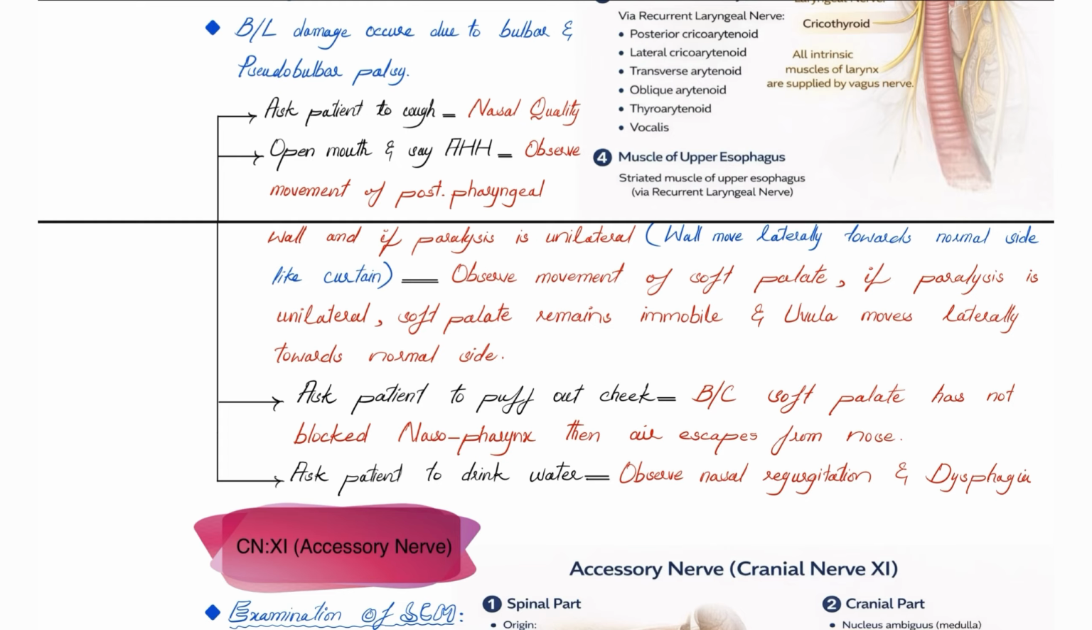Ask the patient to puff out the cheeks. If there is paralysis of the soft palate, then air escapes from the nose, and then ask the patient to drink water and observe nasal regurgitation or difficulty swallowing, which is called dysphagia.